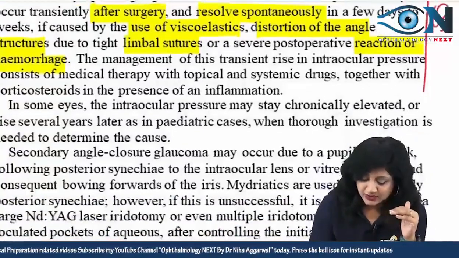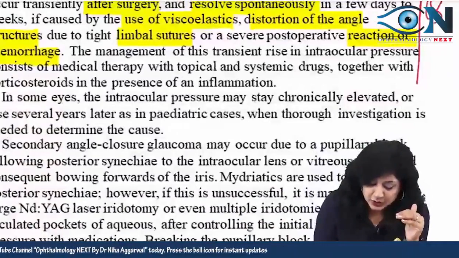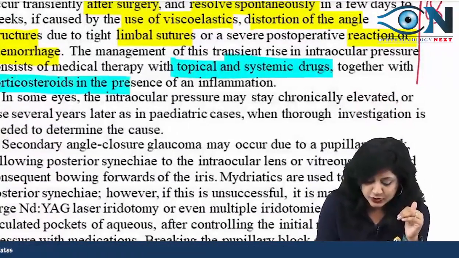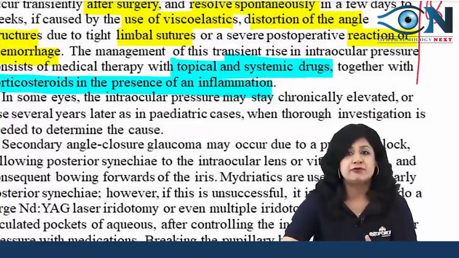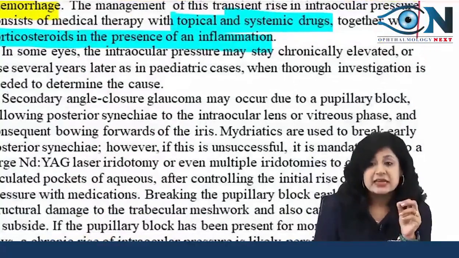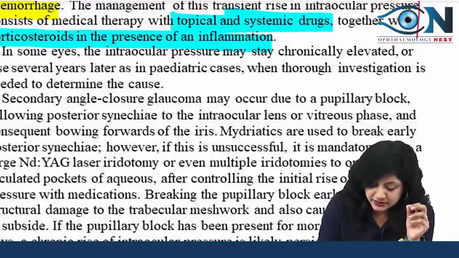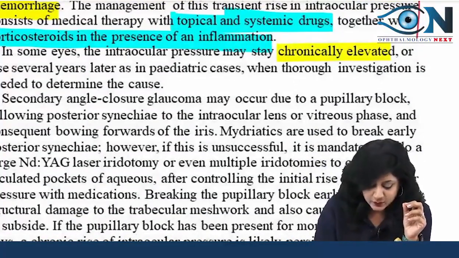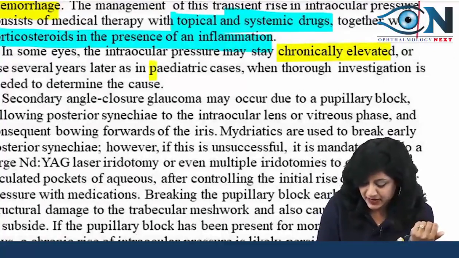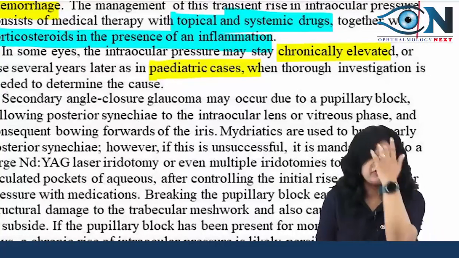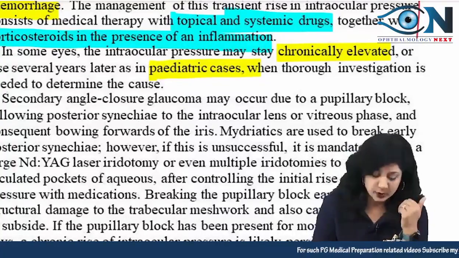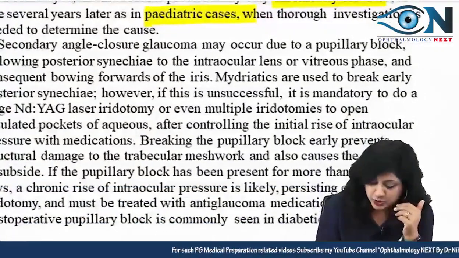The management of this transient rise of intraocular pressure: you can treat it with topical or systemic drugs together with corticosteroids because you have got the inflammation also. So, most of the time we are getting it right. But in some cases the intraocular pressure stays chronically elevated or it may even rise several years later in pediatric cases, and thorough investigation is actually required in those cases in order to find out the important cause.